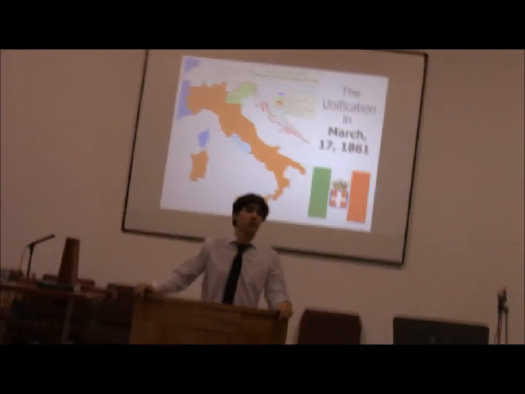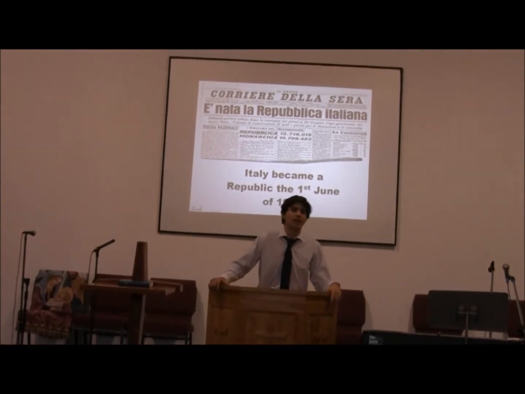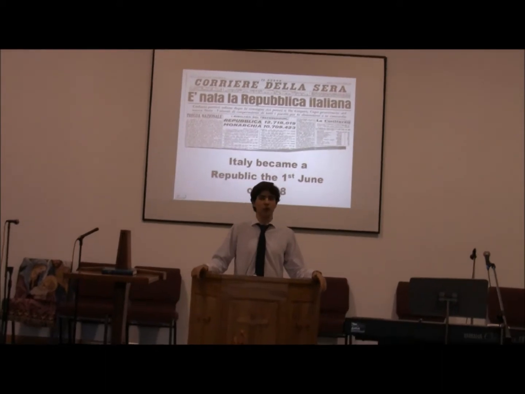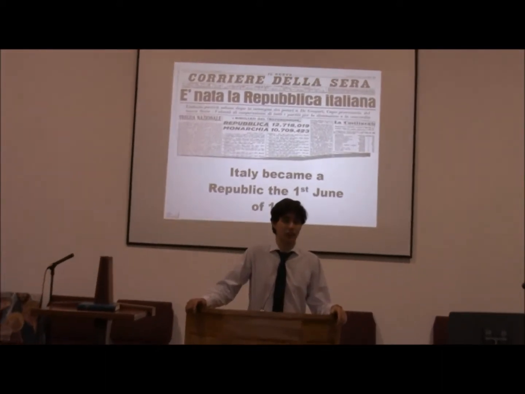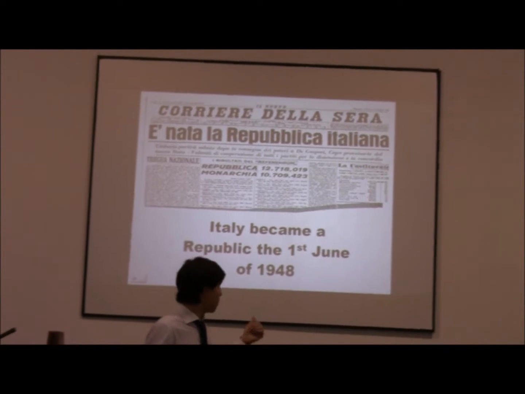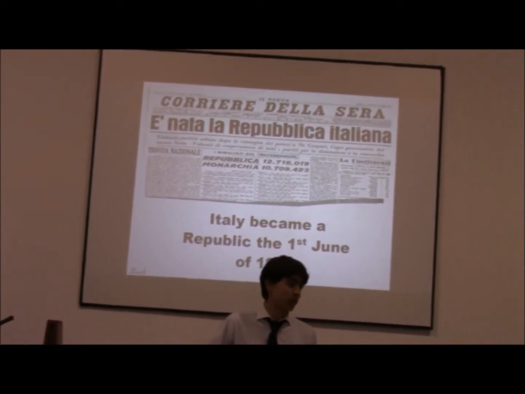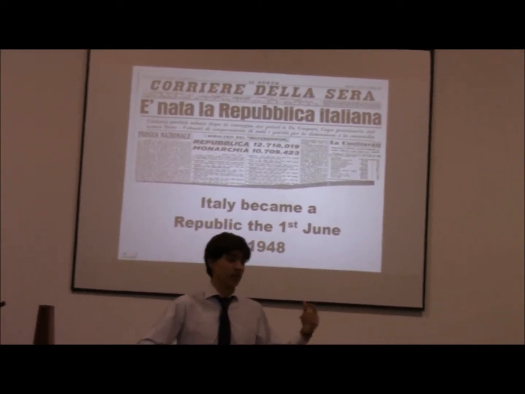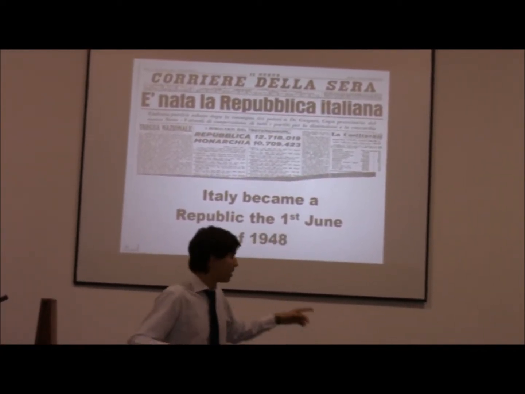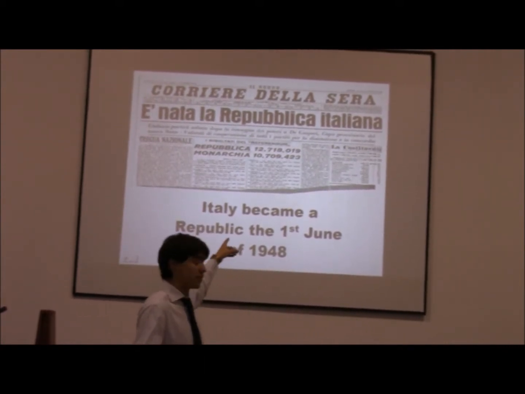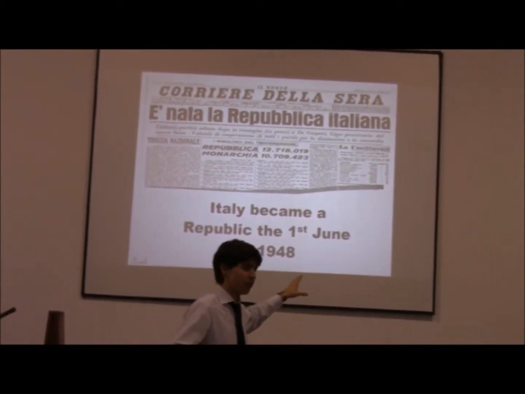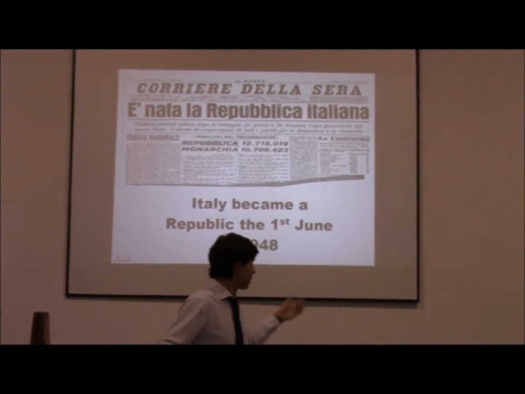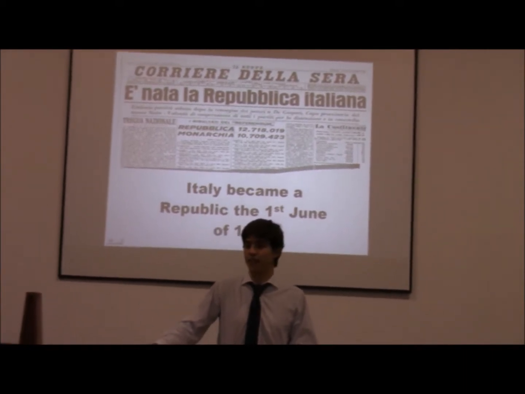Then we go to 1948, the 1st of June, when Italy, after World War II, decided something. Italian people could vote whether to become a republic or still be a monarchy, because before that day Italy was still a monarchy, so we had a king. The vote was 12 million against 10 million, so it wasn't a big difference, but the republic won. And this was the first newspaper that came out the day after Italy became a republic.